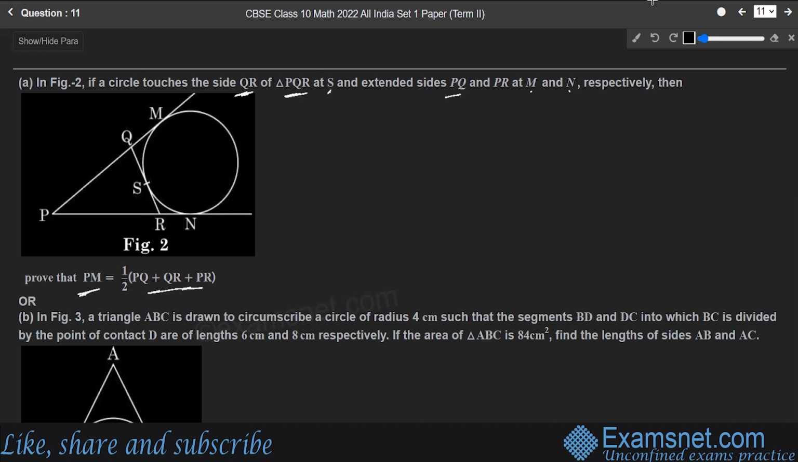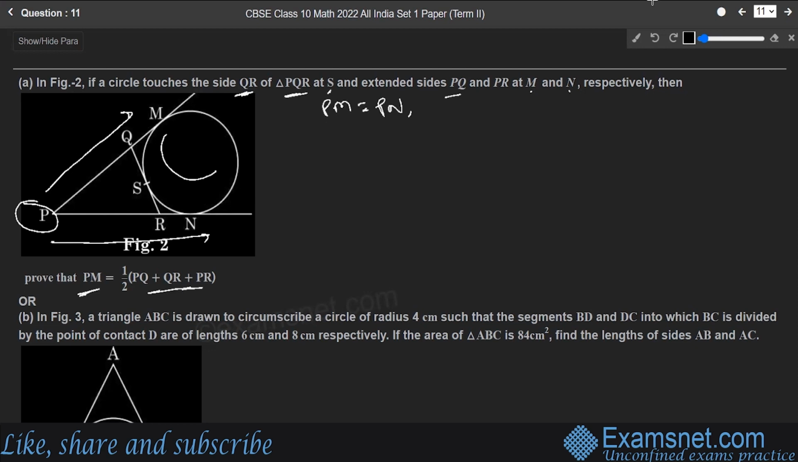Okay, so we can see this diagram. This is a circle drawn here, and there are two tangents. PM and PN are the two tangents we can see from the common point P. There's a theorem which says the tangents drawn from a point outside the circle to the circle are always equal. So we can say PM is equal to PN.